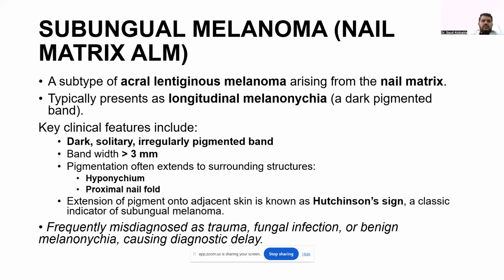So as I was saying, the band is more than 3 millimeters, dark, and usually solitary. We have a lot of people who have genetic melanonychia. Usually it's a small thin band, on different nails. That's totally fine. The more it's on a single nail and you have these features, the more the likelihood becomes very high. And when it extends beyond the nail into the surrounding skin, we call it Hutchinson sign.